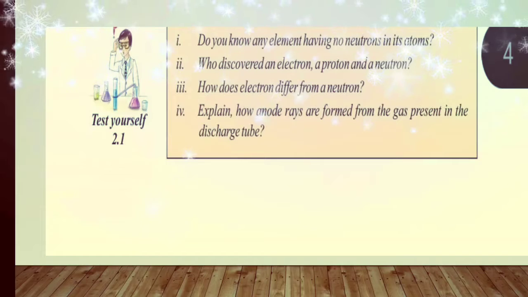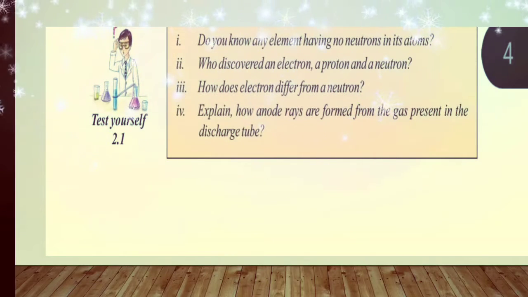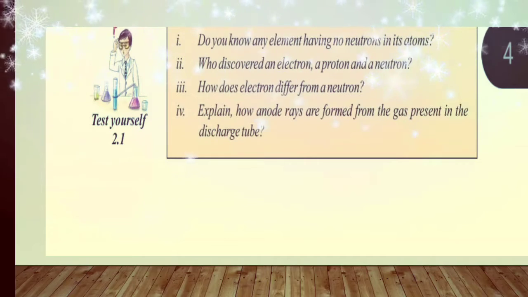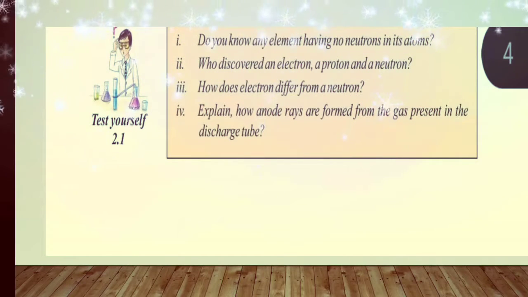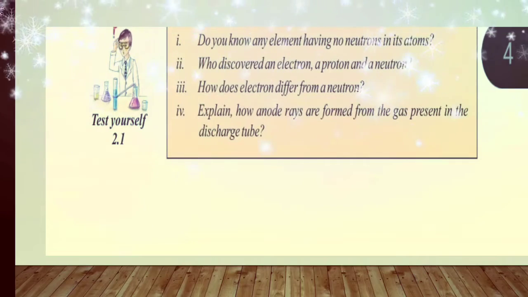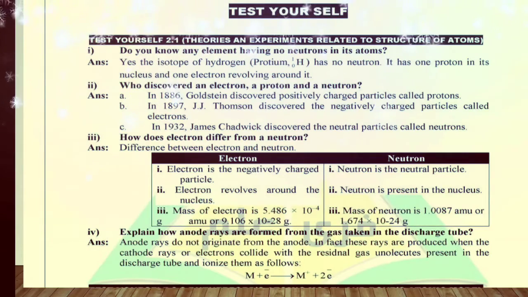differ in location. Neutrons are found inside the nucleus, and electrons are present in the orbits around the nucleus. Explain how anode rays are found from the gas present in the discharge tube, and this can also be explained by using this. We know that these rays, anode rays, canal rays or positive rays, are produced from the ionization of gas molecules present in the discharge tube.